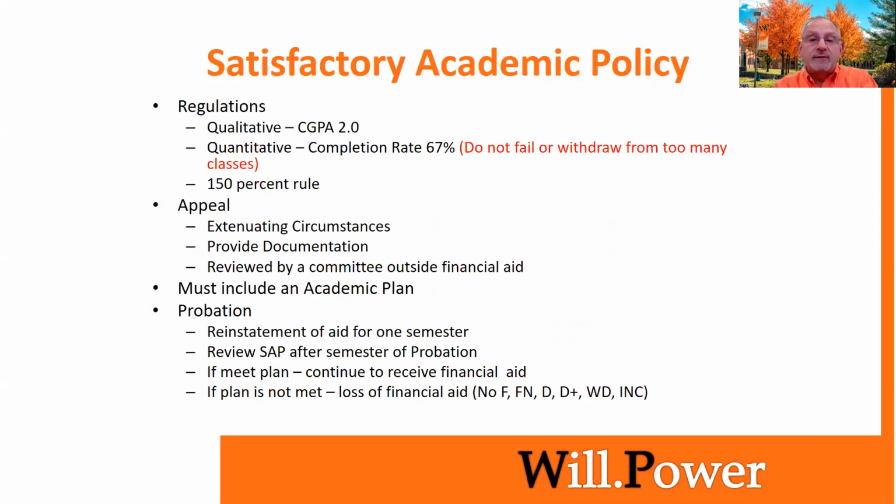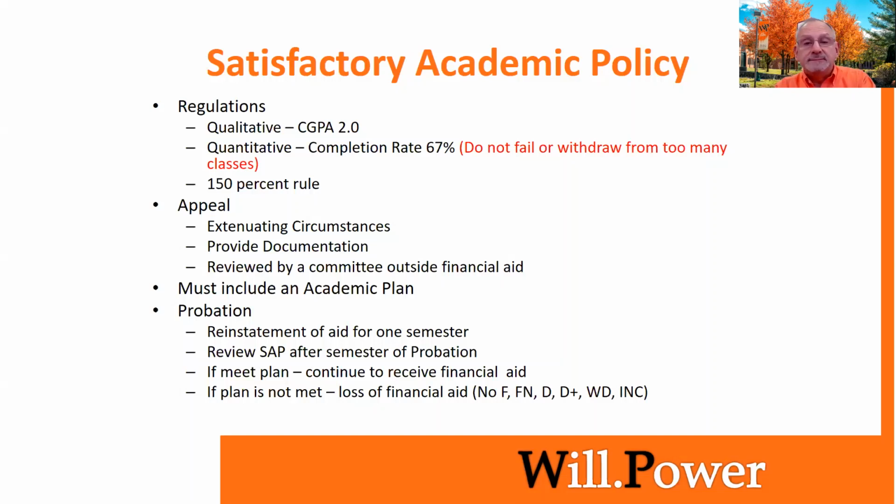So a quick overview again. The regulations that guide the satisfactory academic policy: qualitative, cumulative GPA of a 2.0 or better; quantitative, completion rate after 31 credits, 67% or better, so do not fail or withdraw from too many courses; the 150% rule: once you attempt 180 credits, you can lose your financial aid.